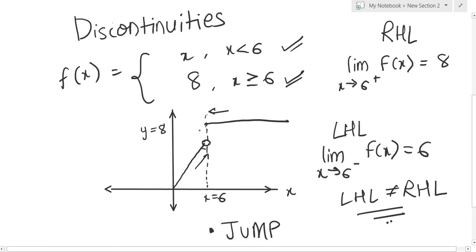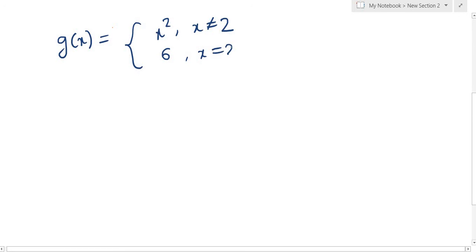There's a big gap between the LHL and the RHL. That's what we call the jump discontinuity. Okay, now say we have a function g of x equal to x squared when x is not equal to 2, and 6 otherwise, when x is 2.